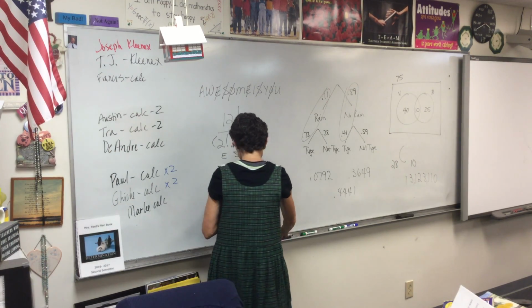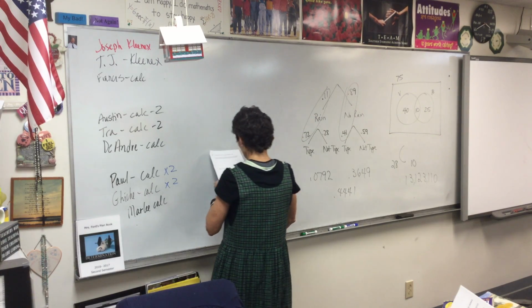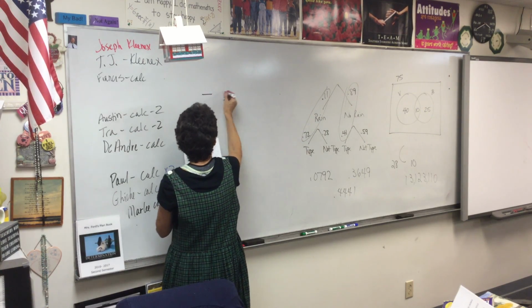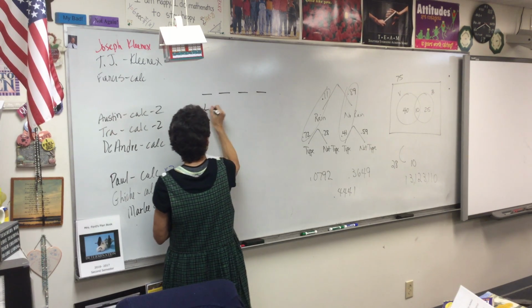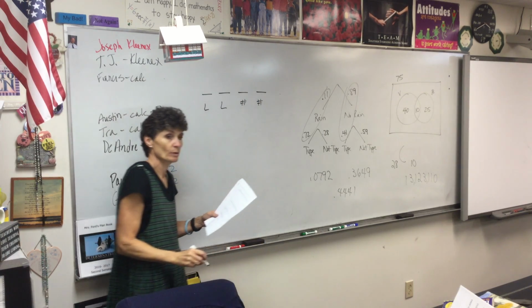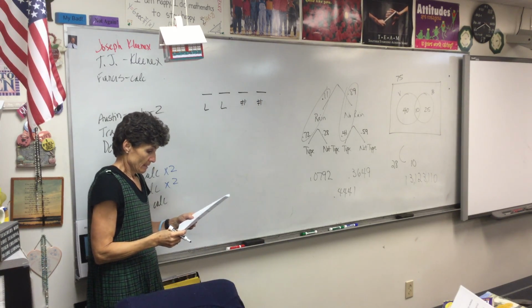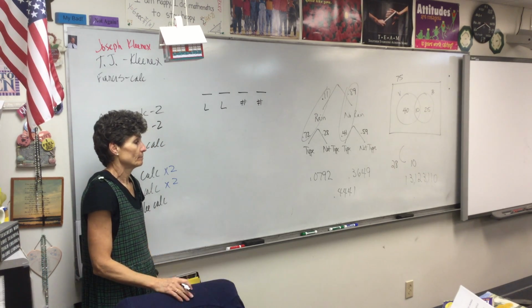All right. So now we are going to make a license plate. They have to have 2 letters followed by 2 numbers. So letter, letter, number, number. That's the way the license plate's going to look. No letter or number can repeat.